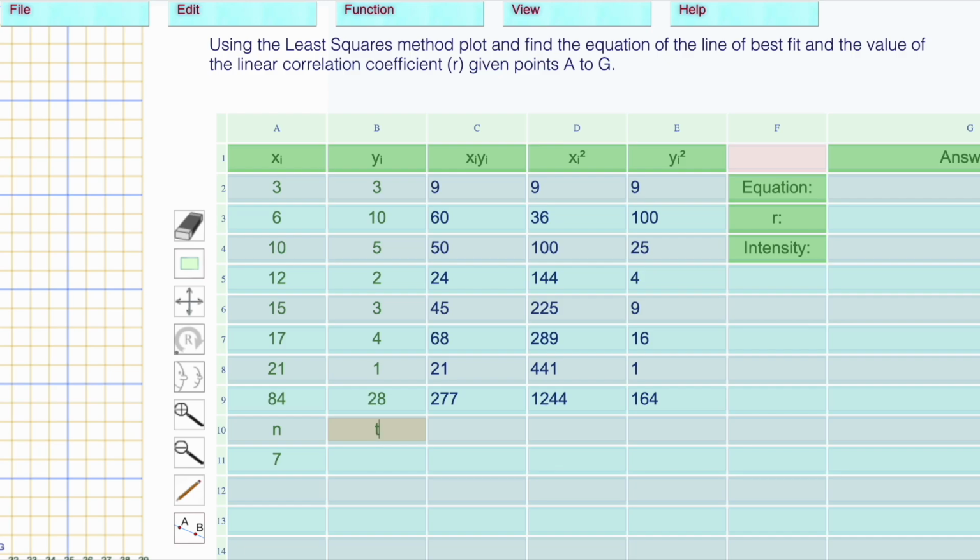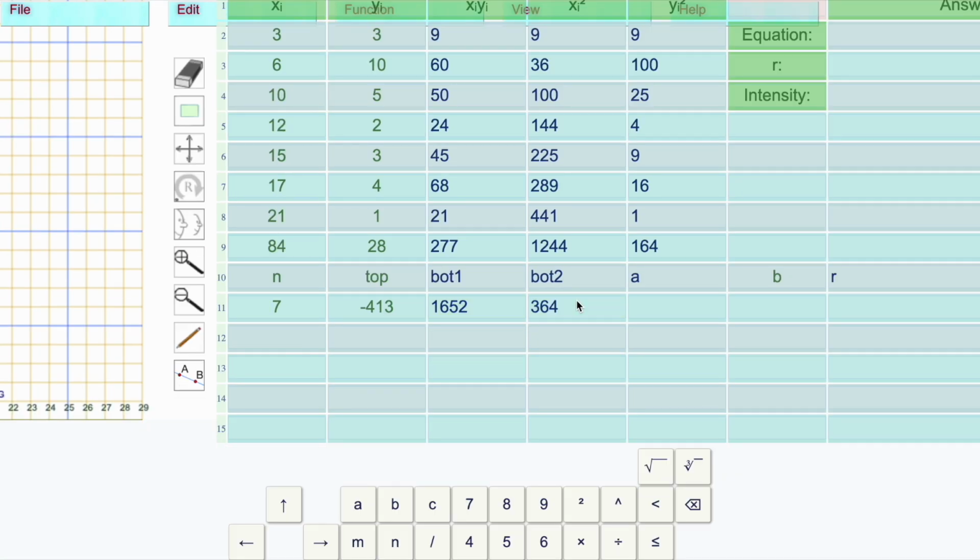N is 7. I have 2 bottoms, for the A and the B and the R. The top is the sum of the xy's, okay, the sum of all these guys. It is 7 times the sum of the xy's, take away the sum of the x's times the sum of the y's. That gives us negative 413. The bottom is 7 times the sum of the x squareds, take away the sum of the x's, all squared. Then the other bottom, I'm just going to fill that right, and that's going to be 7 times the sum of the y squareds, take away the sum of the y's, all squared.